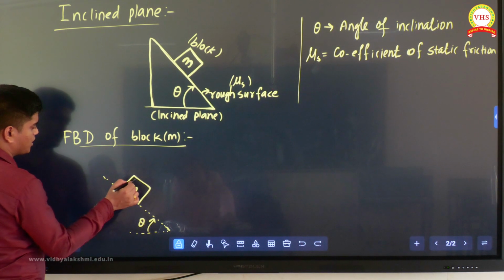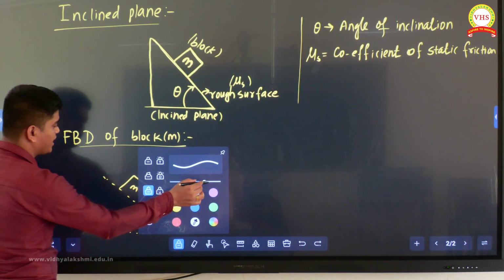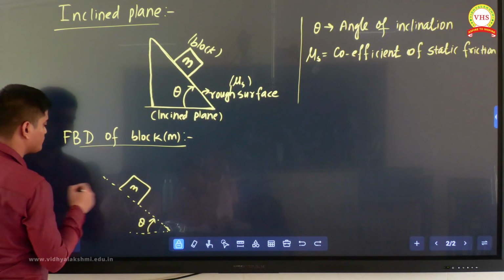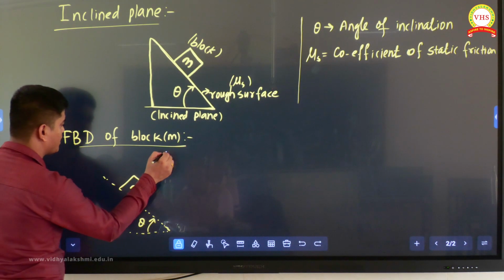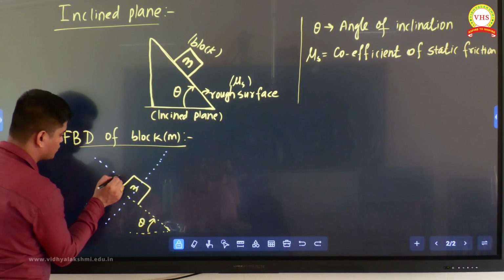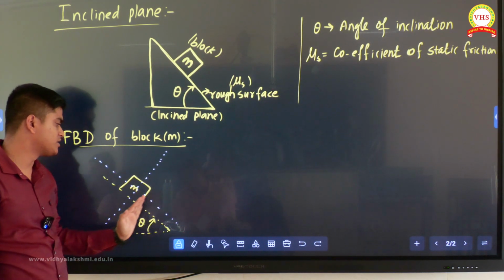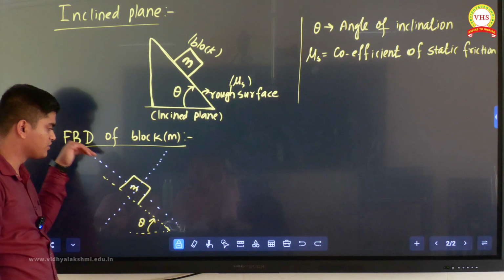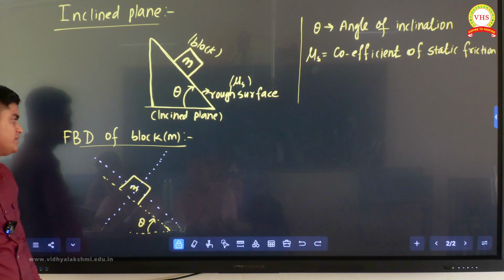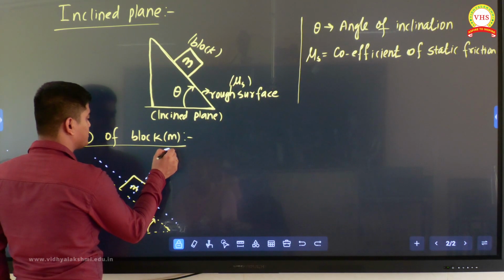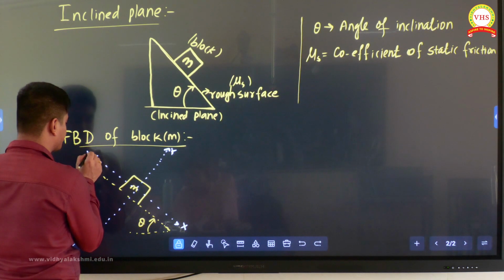Take one horizontal axis and one vertical axis. In white color I am taking a vertical axis along this direction and a horizontal axis along this direction. This is your y axis, and this is your x axis.